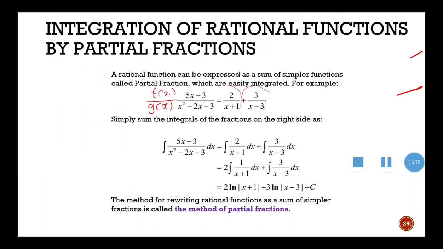So when we integrate 2 over x plus 1 and 3 over x minus 3, 2 can be put outside, 3 can be put outside, right? So this one will be 3 over x minus 3 dx. When you integrate 1 over x, you will get ln. So this one should be 2 ln|x plus 1|, and this one will be 3 ln|x minus 3|.